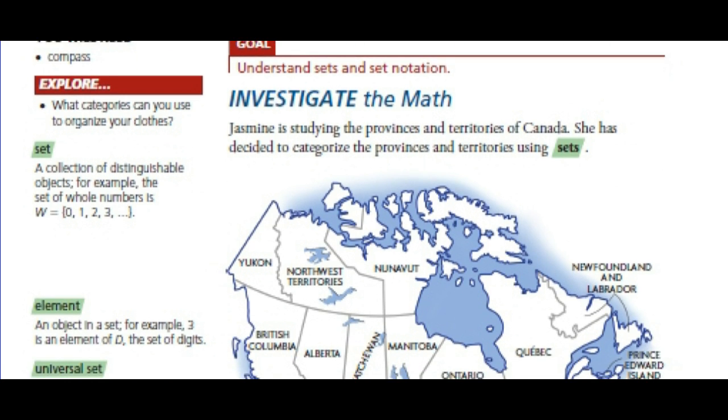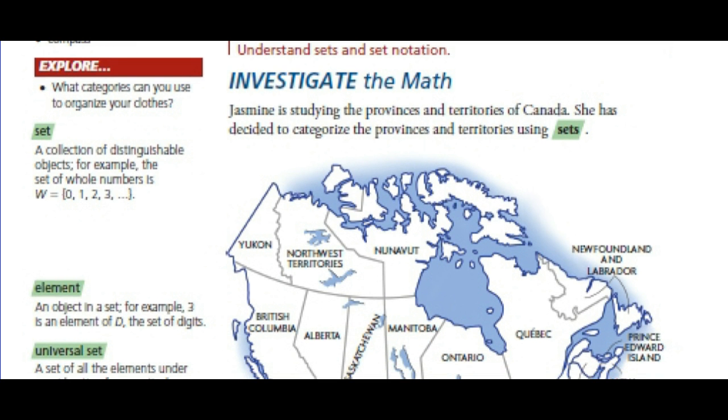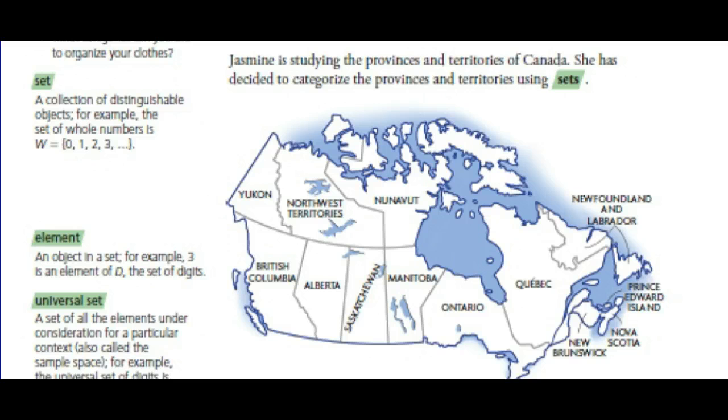Okay, types of sets. So here's a little scenario. Jasmine is studying the provinces and territories of Canada. She has decided to categorize the provinces and territories using sets. Okay, what's a set? It's a collection of distinguishable objects. What's distinguishable mean? You could tell the difference, right? You could tell them apart, okay?